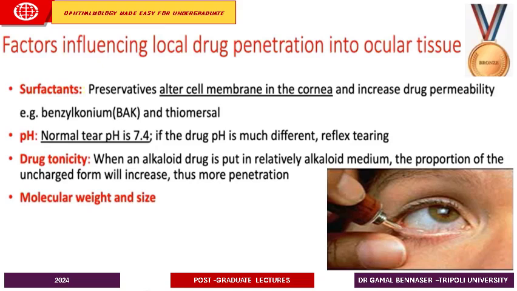Also the pH. The normal pH of the tear film is 7.4. Any deviation from this level will create some burning sensation in the eye, and this will lead to reflex tearing. And as you know, reflex tearing will decrease the concentration of the drug and decrease the permeability. So as long as the pH of the drug is closer to 7.4, it will be suitable. Also the drug tonicity and the molecular weight, as we have spoken before, are all factors that determine the penetration. But the most common and the most important one is the partition coefficient.